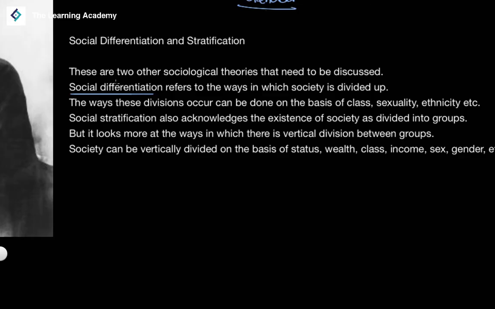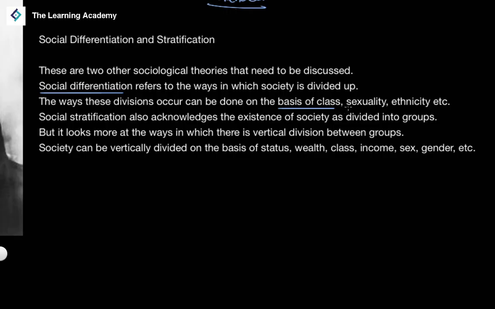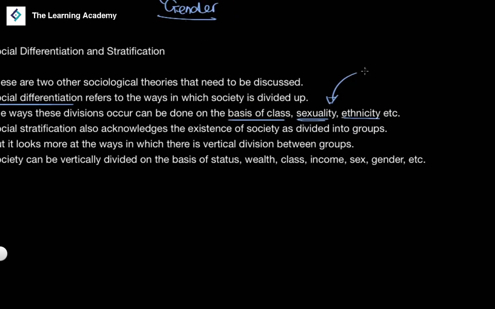Now, we know that in society we have a number of divisions. There are ways in which, not necessarily forced upon members of society, groups tend to coalesce within society. Groups tend to divide themselves and coalesce on the basis of class in a lot of cases, on the basis of sexuality, on the basis of ethnicity, and also language is a very good barrier as well.